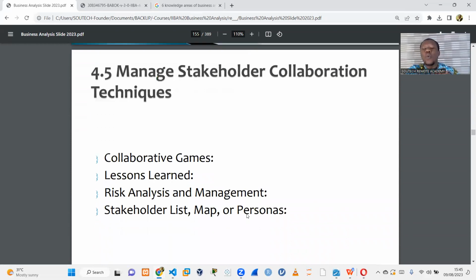Now, one way you can manage stakeholder collaboration is to use collaboration games, right? You could use lessons learned. What have you learned from previous projects? You need to also do some risk analysis and management. You need to have your stakeholders list. If you don't have your list of stakeholders, it's going to be difficult for you to make sure you carry everybody along. Of course, we've talked about mind mapping, or stakeholder map, and personnel.